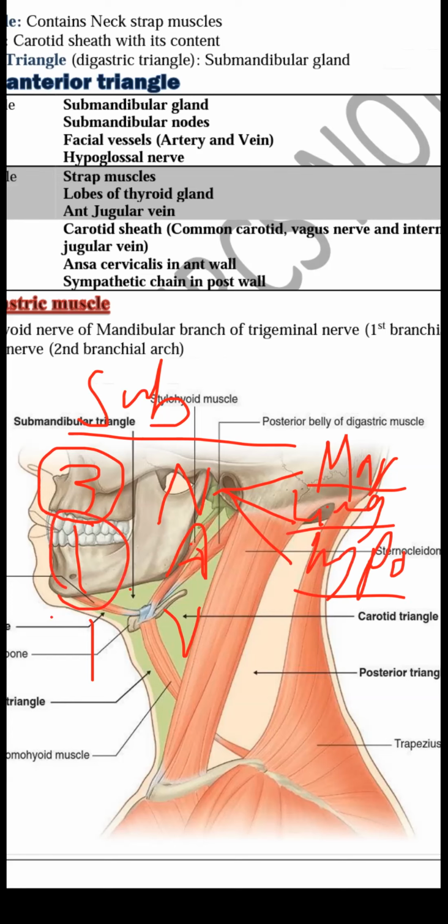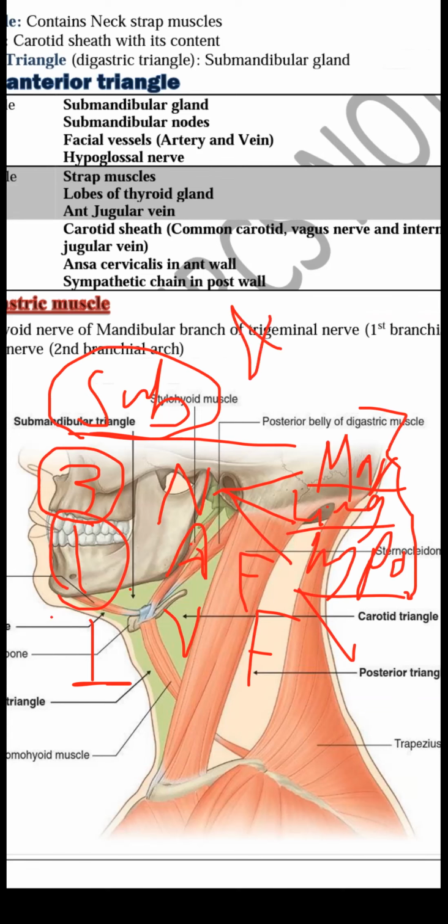The artery is facial artery. The vein is facial vein. So submandibular gland is related to these 3 nerves and facial vessels, facial artery and vein. Facial artery is a branch from the external carotid artery. So they are contents of the submandibular triangle.